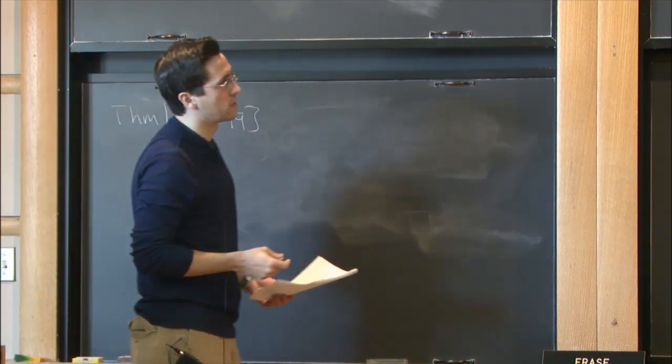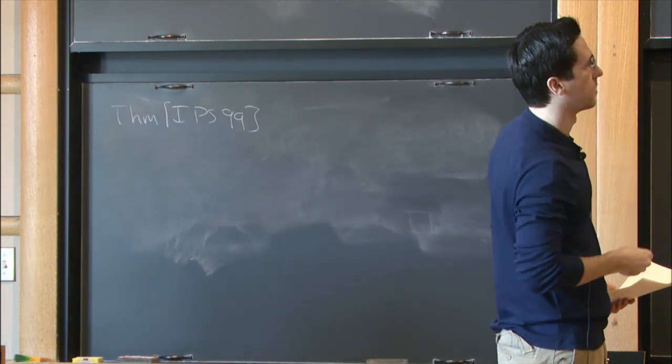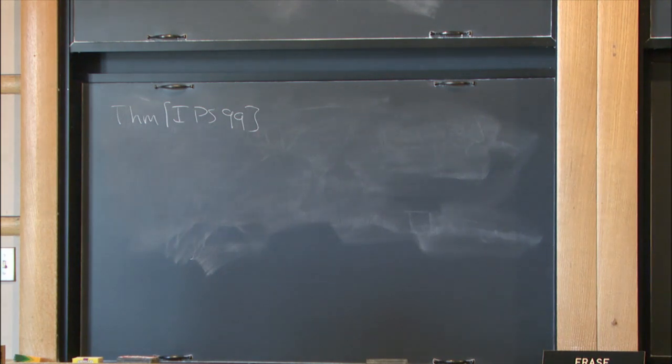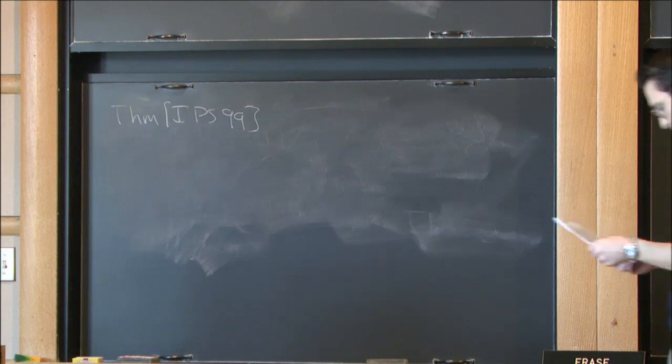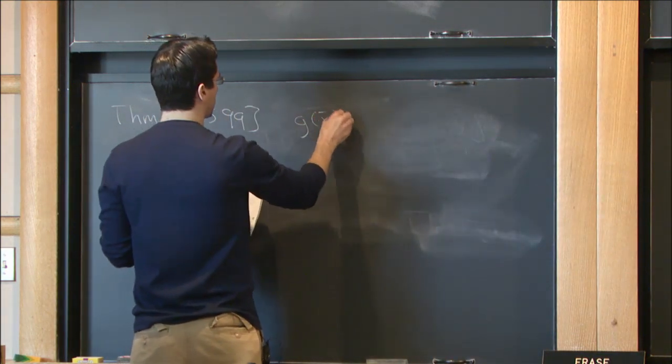Okay, so I mentioned that IPS 99, it's erased now. They got a degree lower bound of n over 2, and that gives you the IPS degree lower bound. But what about the sparsity bound? So let me just rederive briefly how you get the sparsity lower bound.